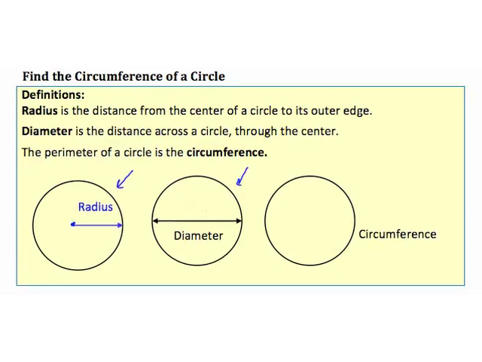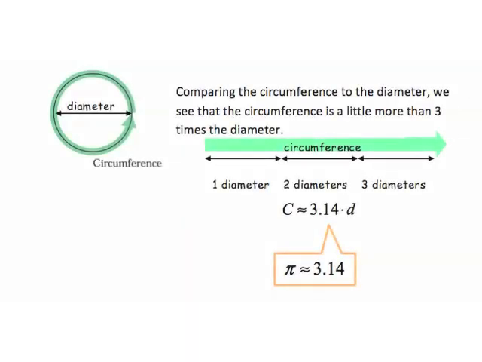The perimeter of a circle is its circumference. So here I'm going to draw a picture of the circumference. Now then, the circumference is the distance around the outside edge of the circle. So if we started at one point here on the circle and we went all the way around, that distance would be the circumference of the circle. So here I have a picture of a circle, and on the circle I have drawn the diameter, which is the distance across the circle, going through the center, and also the circumference, which is this green arrow going all the way around the circle.